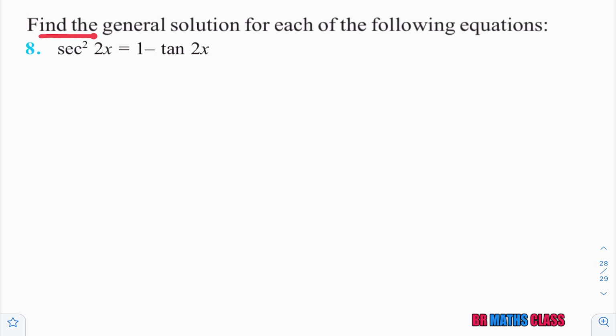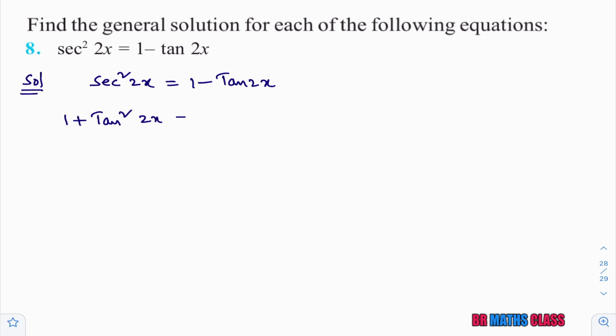Observe this question. Find the general solution for each of the following. They are asking to find the general solution of this equation. First, I'll take the complete given equation. What is the given equation? Secant square 2x equal to 1 minus tan 2x. Here, secant square x can be written as 1 plus tan square x. So, secant square 2x can be written as 1 plus tan square 2x, that equal to 1 minus tan 2x.